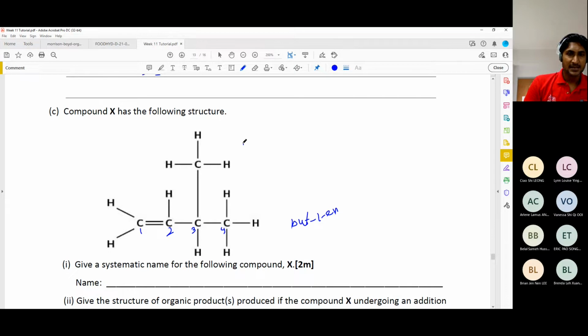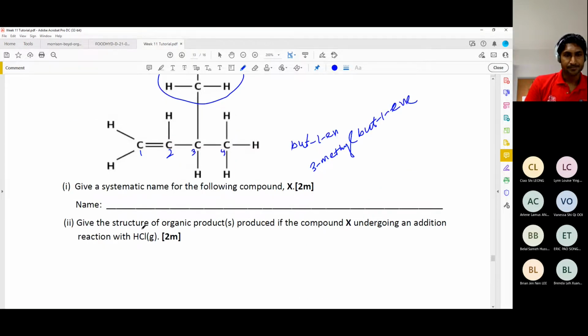But this is the substitution or prefix that is happening at the third position, at the third carbon. That means 3-methyl. This is a methyl group, CH3 is a methyl group. So 3-methylbut-1-ene, right? The name.